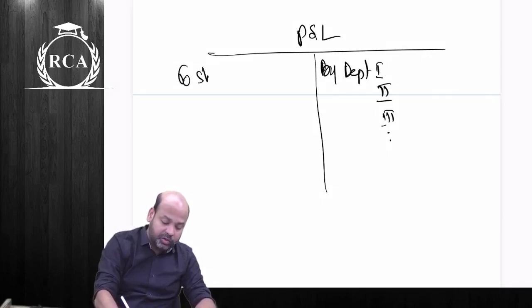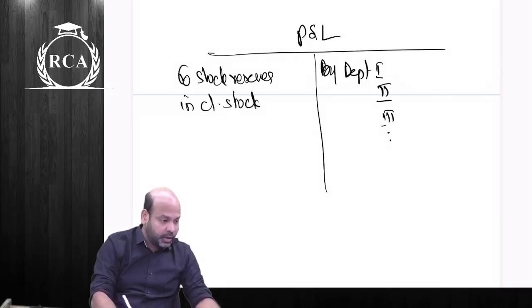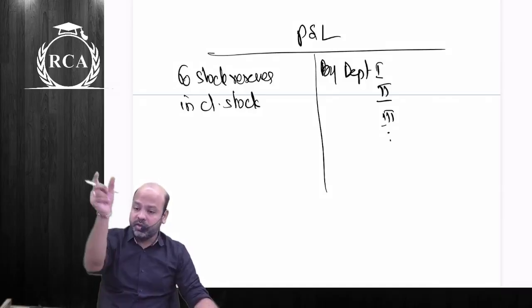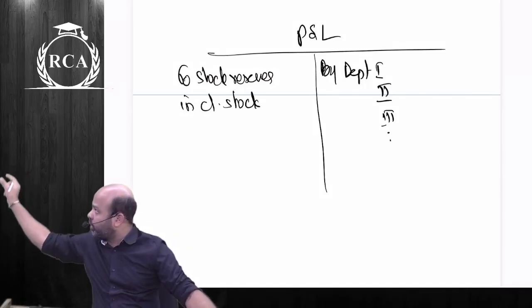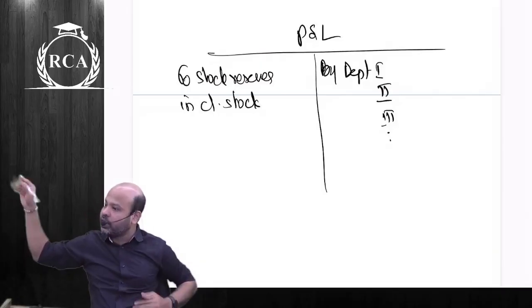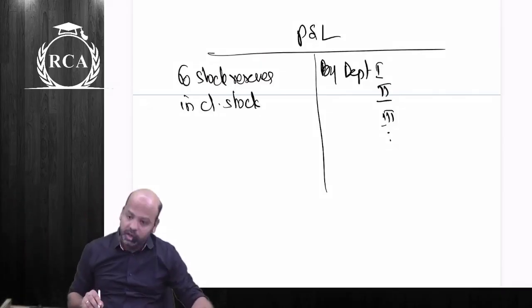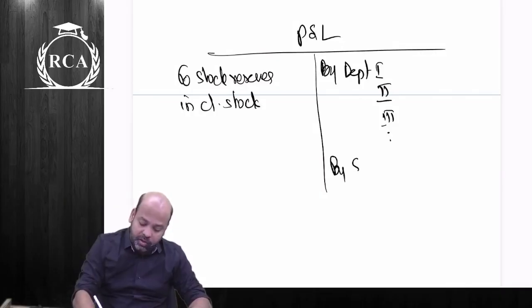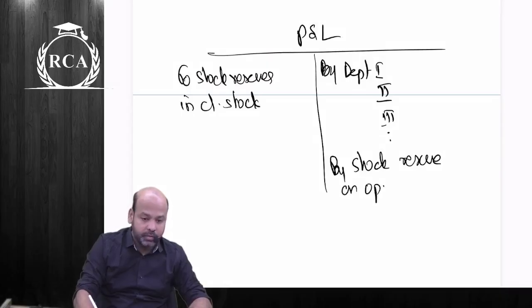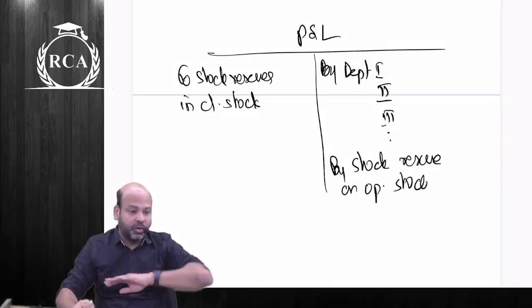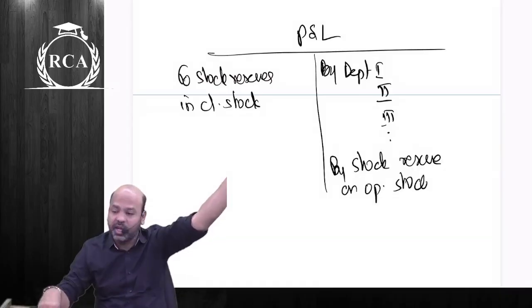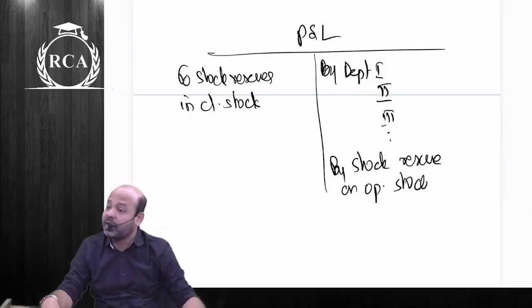Whatever is the amount of stock reserve included in closing stock, we write it on the debit side. Why do we write it on the debit side? This is the amount of profit that must have been included in these departmental profits, which the organization as a whole has not realized. And we write the stock reserve on opening stock on the credit side. Why? This is the amount of profit that we reversed in the last year. Last year it was unrealized, beta; current year it has been realized.